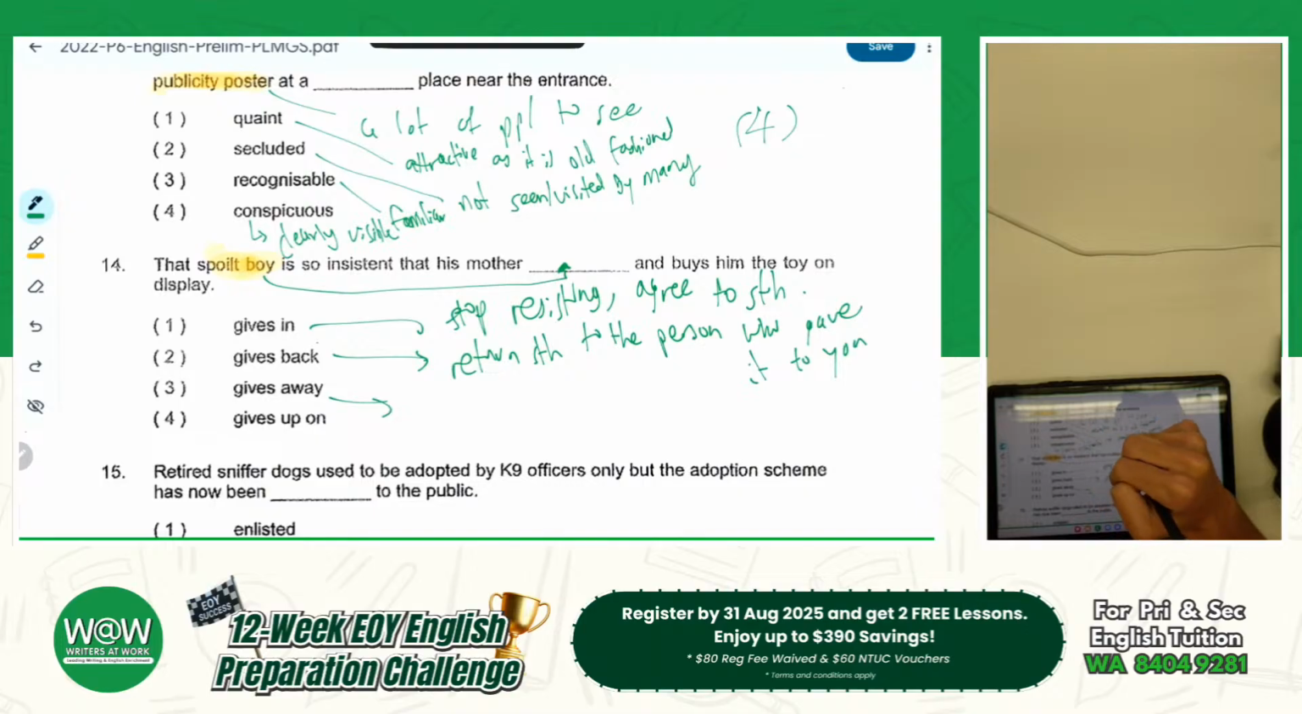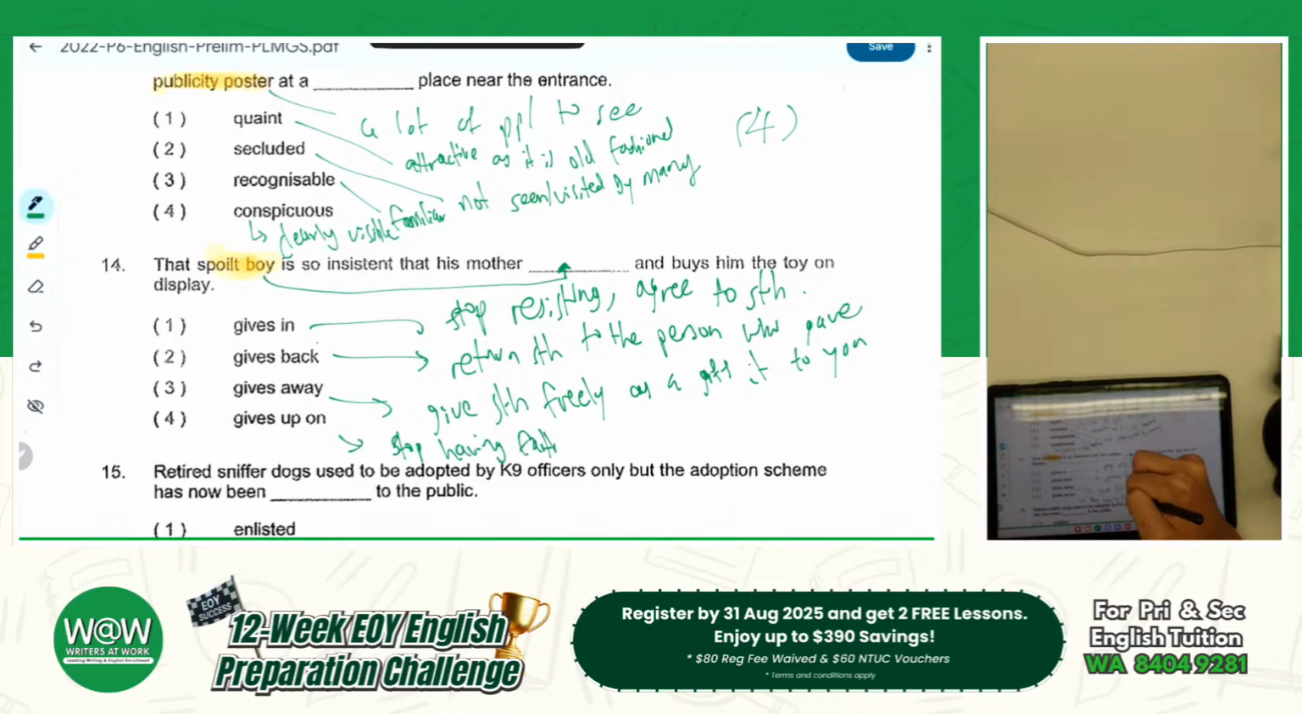Then you have give away, which means that you give something freely as a gift. And lastly, we have give up on. So give up means you stop having faith in something or someone. Okay. So in this case here, the answer will be number 1, because probably the mother did not want to buy him the toy, but eventually the mother said, okay, fine. Okay.